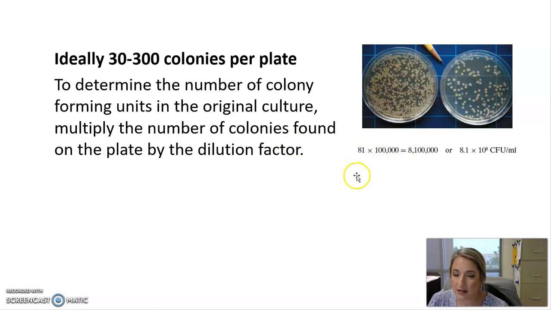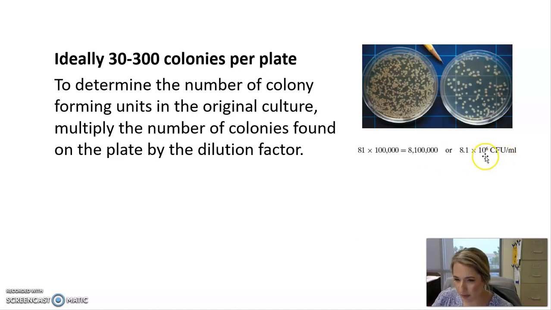So in this case, the number of colonies was 81. The dilution factor was 100,000. That gives us a total of 8,100,000. That tells us that there were 8,100,000 bacterial cells per milliliter in the original sample.